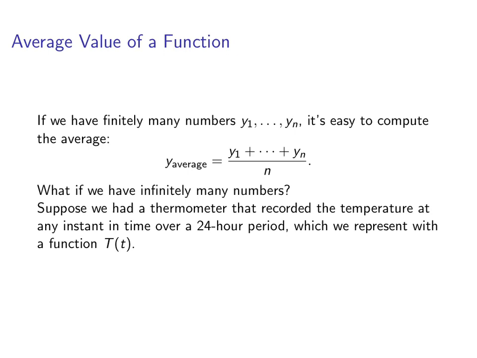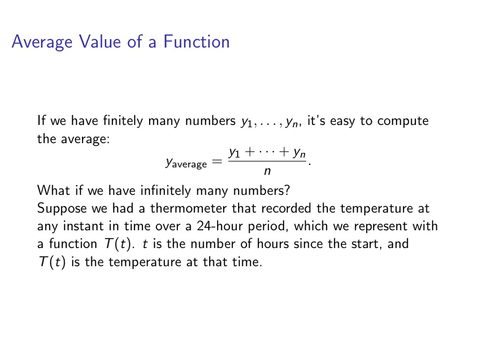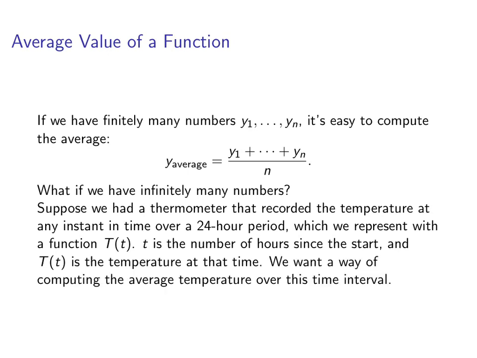So as an example to motivate this, let's suppose that we had a thermometer, sort of think of a digital thermometer, and it records the temperature at any instant in time over a 24-hour period. And then we'll represent that temperature as a function, big T of little t. So little t is the number of hours since we started the experiment. Big T of t is the temperature at that time. So the temperature is a function of time. We want to figure out a way of determining what's the average temperature over this time interval.